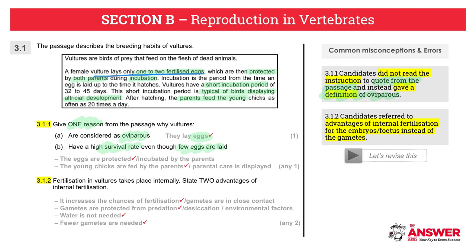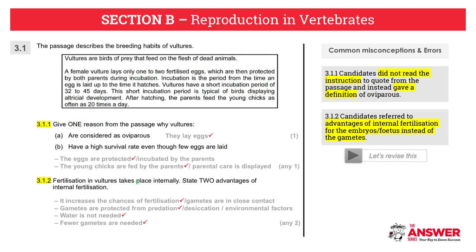So the survival rate here refers to the fact that they can actually grow up to be big vultures, and there are a few instances in this paragraph which talk about the fact that the parents look after their young very well. The first is that it says that the eggs are protected by both parents during incubation. And then it also mentions that the parents feed the young chicks as often as 20 times a day. So they're constantly there to feed the chicks and to look after them.